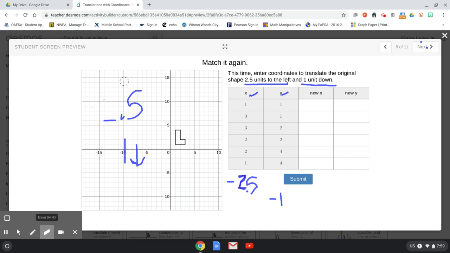Back to erasing my work. Thank you for being patient with me.